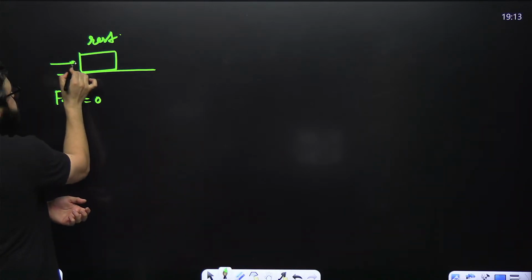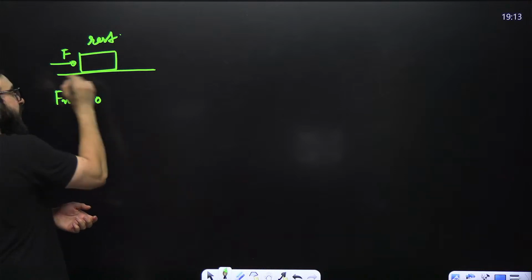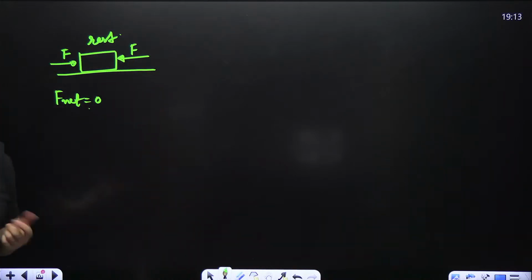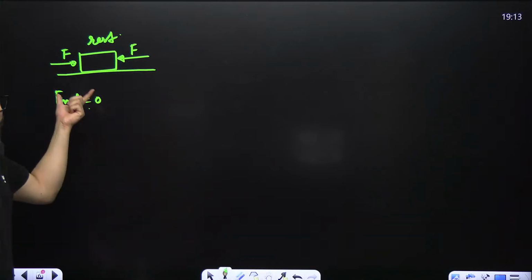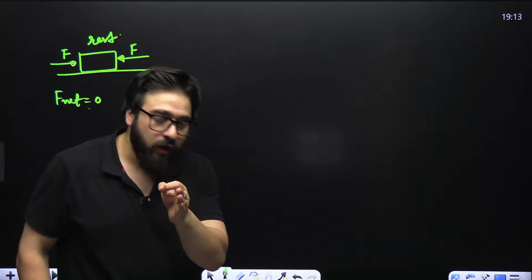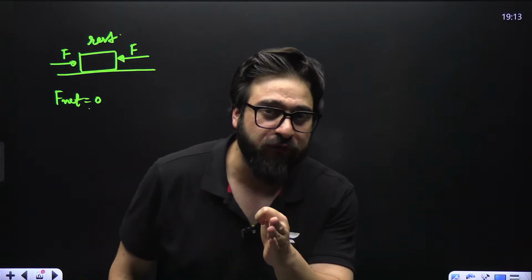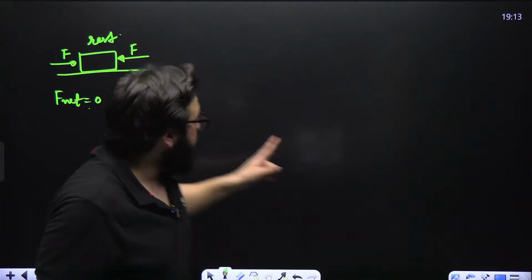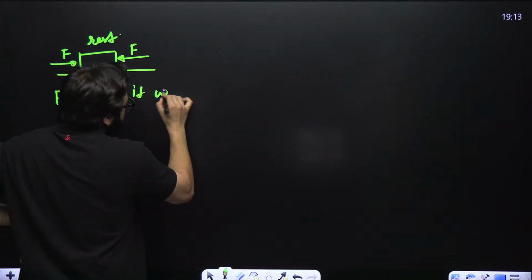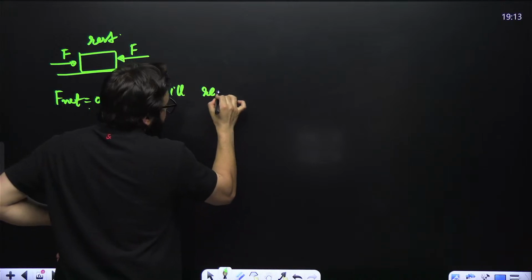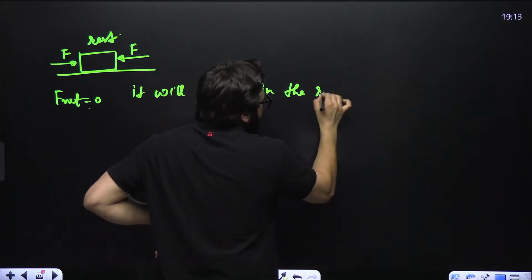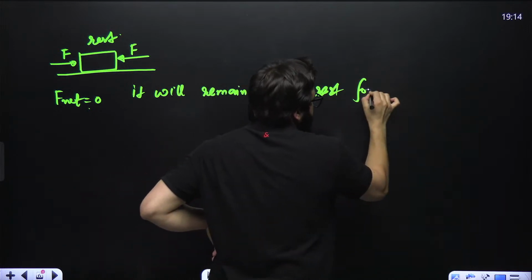means if some force is acting in this direction, the same force will be acting in the opposite direction, then only we say net force is 0. We say if net external force on this block is 0, tell me, will the block change its state of rest? Sir, no. It will remain at rest forever.